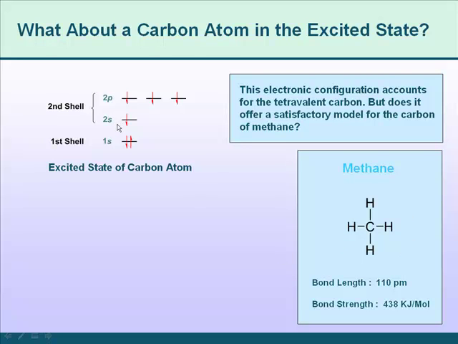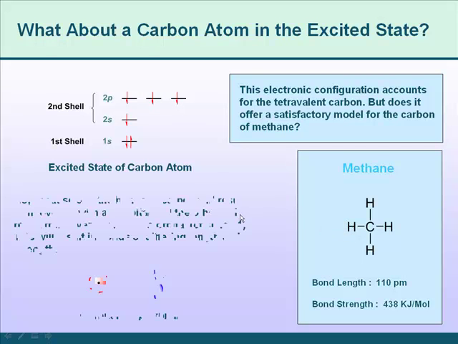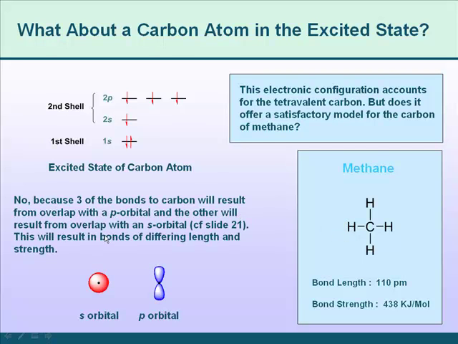But if you look at this electron configuration, you'd see that if this were the correct electron configuration, one of the bonds in methane would result from the overlap of this s orbital with one of the s orbitals of hydrogen, and the remaining 3 bonds would result from the overlap of a p orbital with an s orbital of hydrogen. So what you get is bonds of differing length and strength.